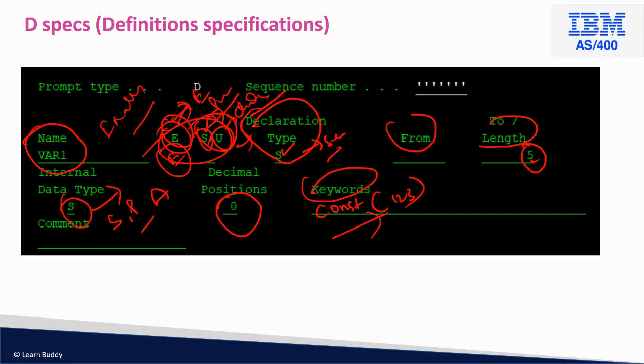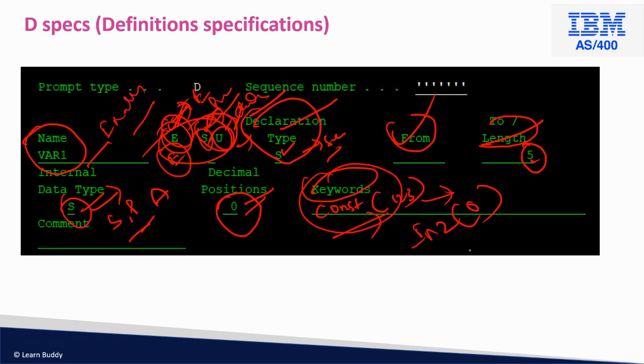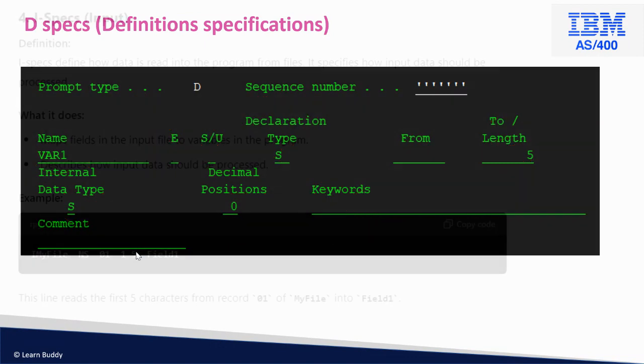But if you want to declare only a simple standalone variable, you do not need to mention E, S, and U or the from length. You just mention the variable name, and the declaration type is standalone, then the length of the variable, data type, and decimal position. If it is numeric or packed, you can mention the decimal position. And do you want to give any keyword? Even while declaring the data type, if you want to initialize a value, INZ is the keyword to initialize the value. So like that, you can use some keywords. And in the comment section, if you want to describe the variable, you can write some text.